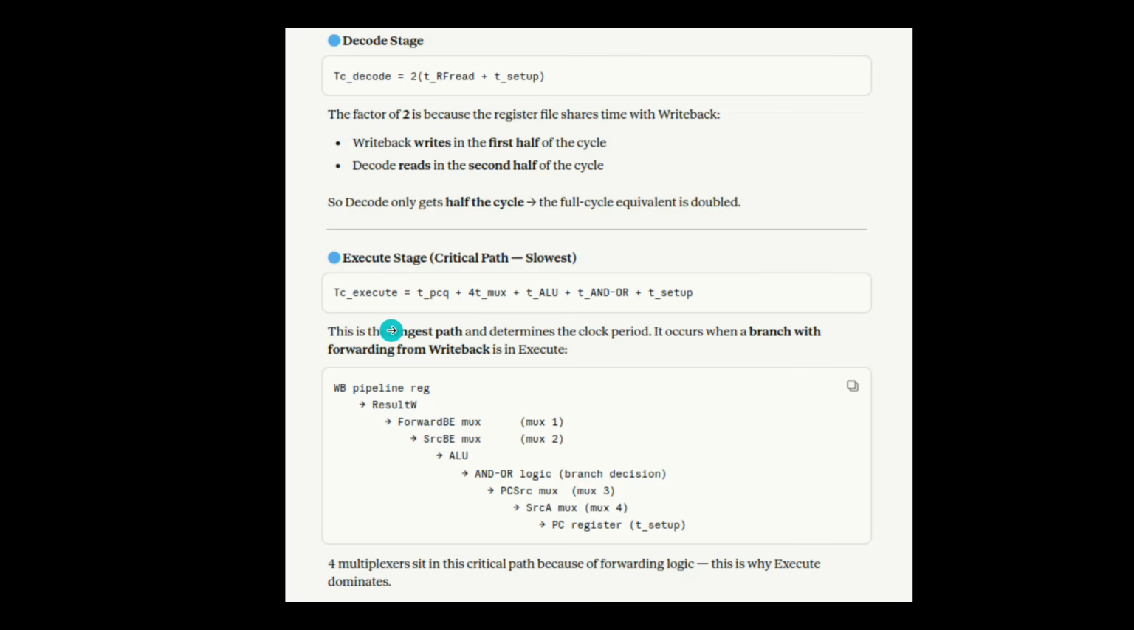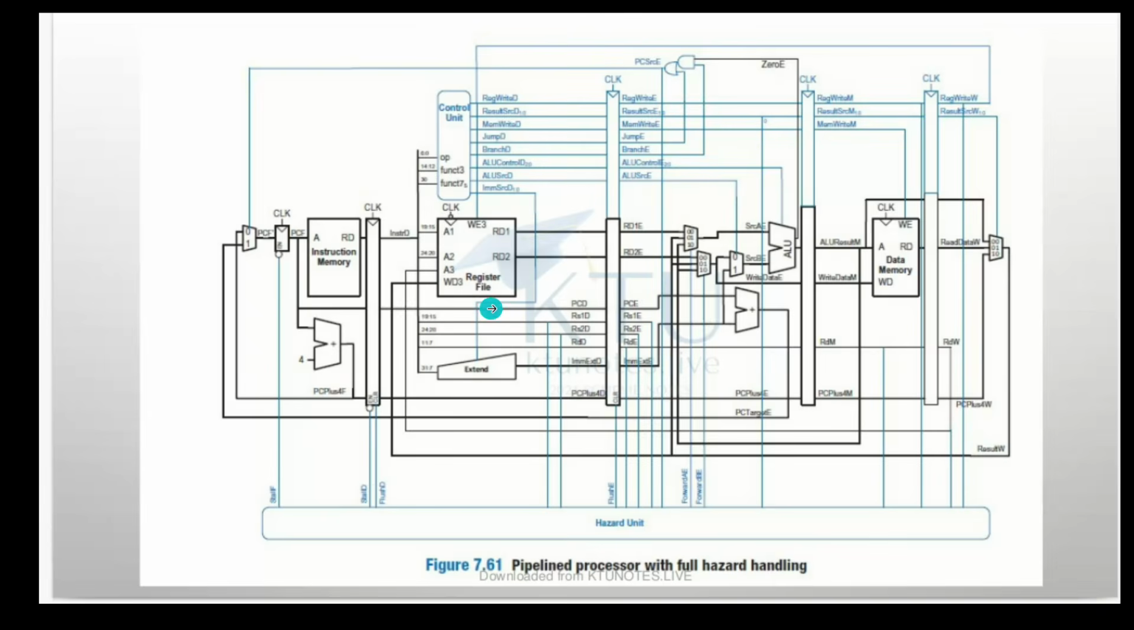Now for the executing stage, if you consider, this is the longest path. Since this is the longest path, this would determine the clock period of the pipeline, right? So in the executing stage, the time period of the ALU and OR operation, then the time period of setting up the next register. Now there are muxes. If you see how many muxes are there in the ALU, 1, 2, 3, and there is also an adder part here.